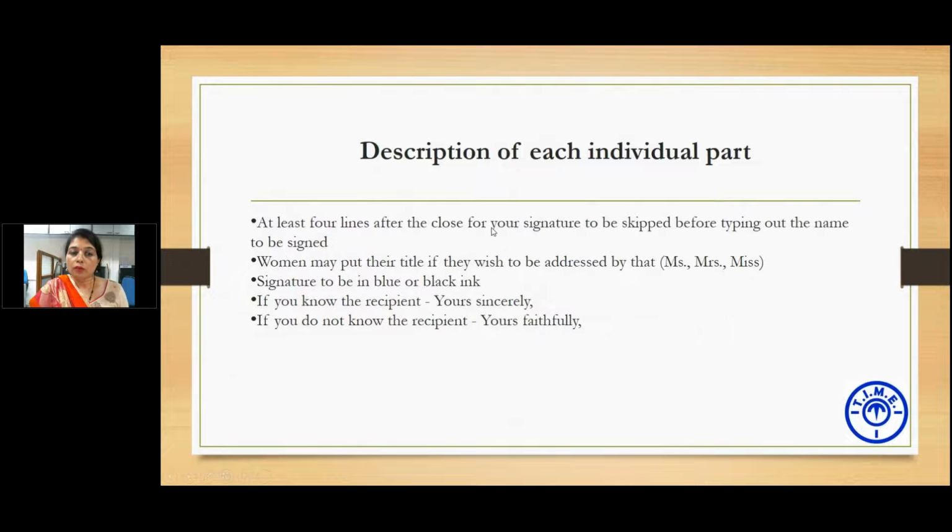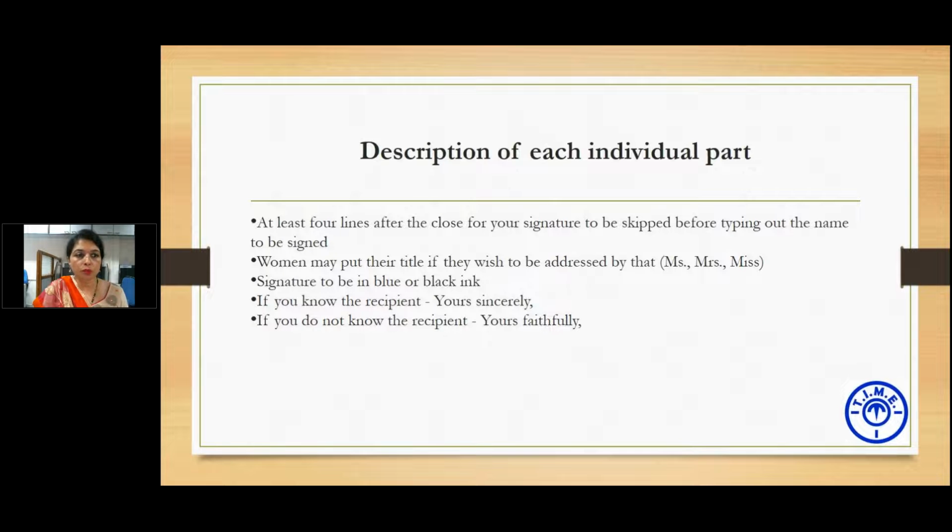At least 4 lines after the close of your signature are to be skipped before typing out the name to be signed. This is something, again, we've discussed already. Women may put their title if they wish to be addressed by that title. That means you can write in the salutation also, you can use the term Miss, Mrs. or Ms. And if you yourself as a sender wish to be addressed by the recipient by that name, then it is absolutely perfectly fine to write Miss so-and-so or Mrs. so-and-so or Ms. so-and-so.